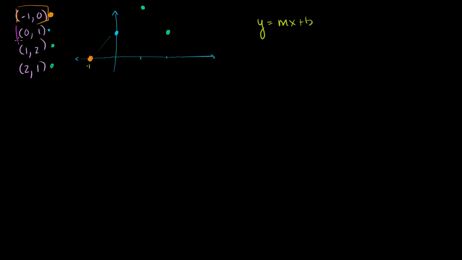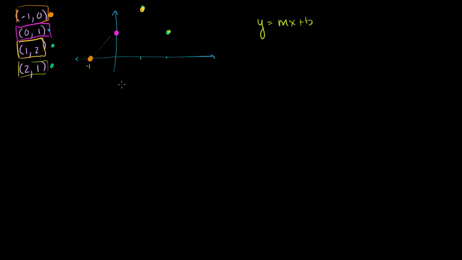The next point is 0, 1, which is that point right there. Then the next point is 1, 2, which is that point right up there. And then the last point is 2, 1, which is this point, that point there.